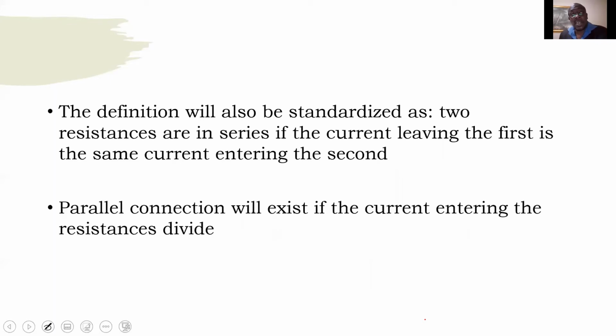And for parallel connections, we are saying that a parallel connection exists if the current entering the point connecting these resistances divides. So if the current divides, then we know that the resistances are in parallel. So let's get cracking at writing our resistance equation.